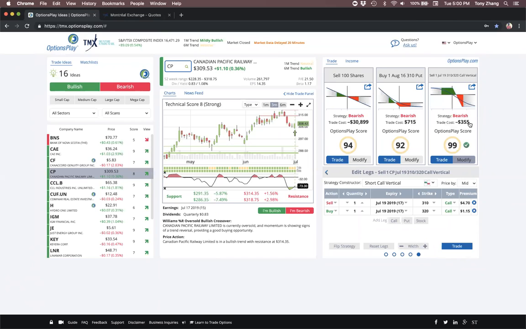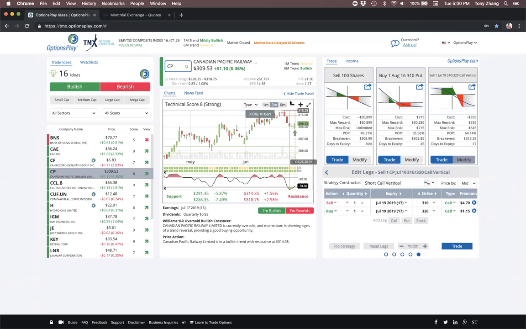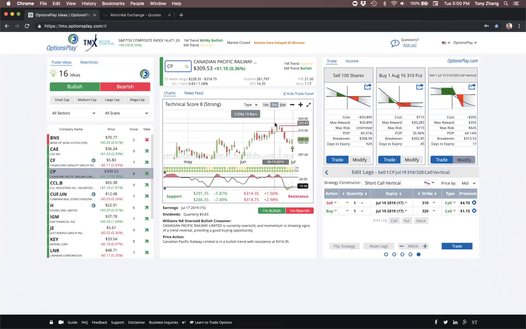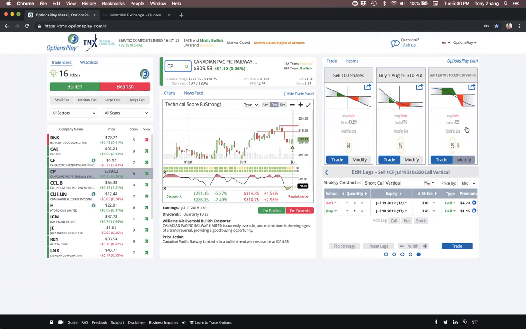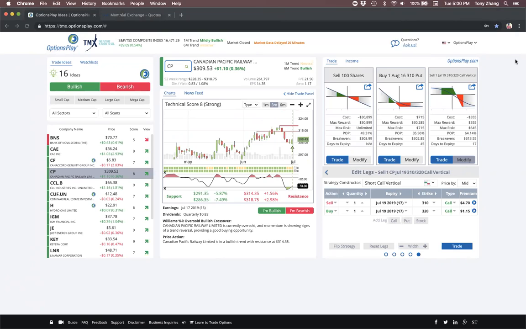I'm going to collect $355, which is again roughly a third of the distance between the two strikes. As long as the stock stays below 310, I'm going to collect $355. But if the stock rallies up to 320 or higher, which is well above its 52-week high, but if it does happen, then I'm risking $645. So that's a quick overview of credit spreads.